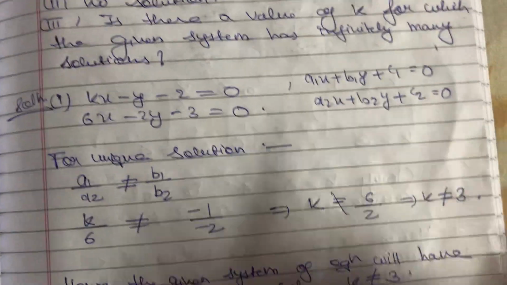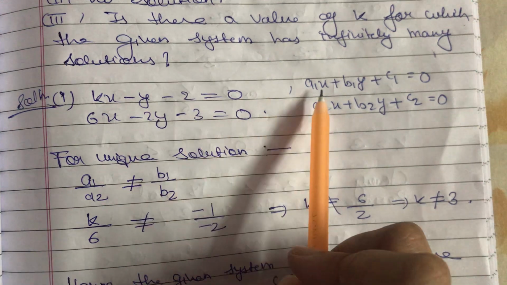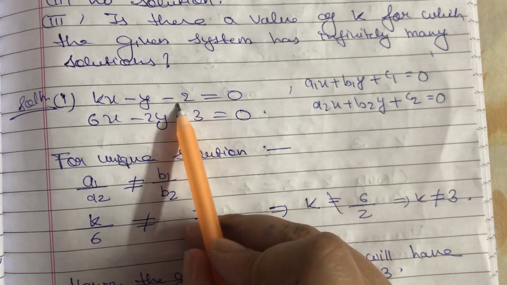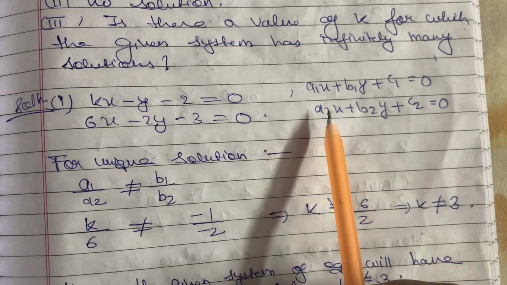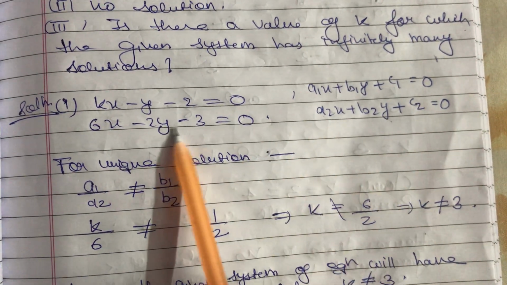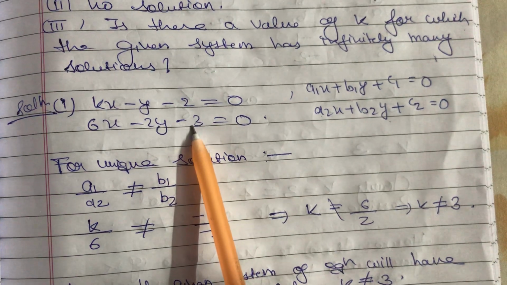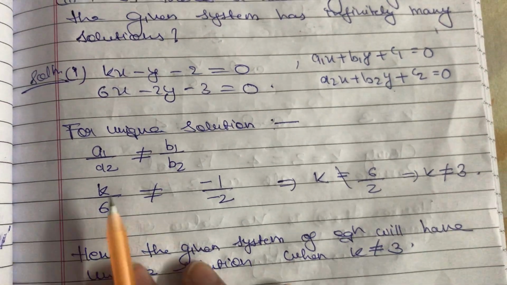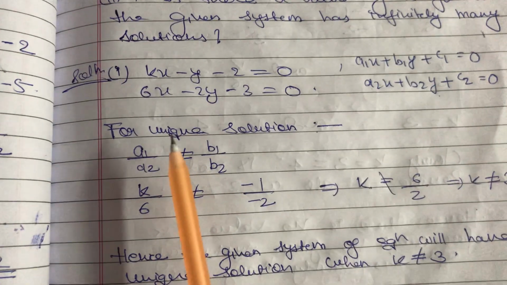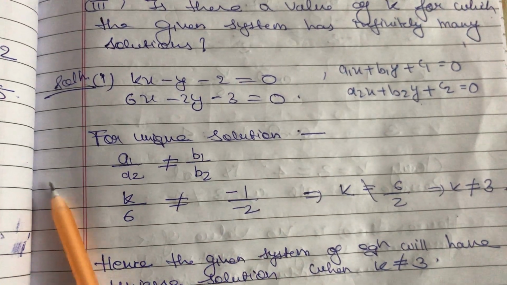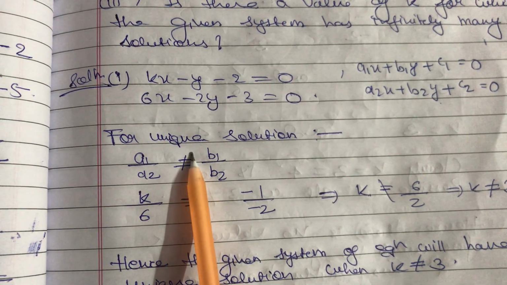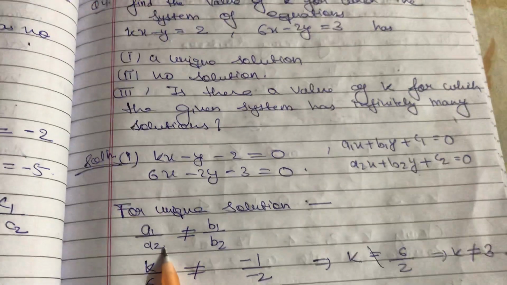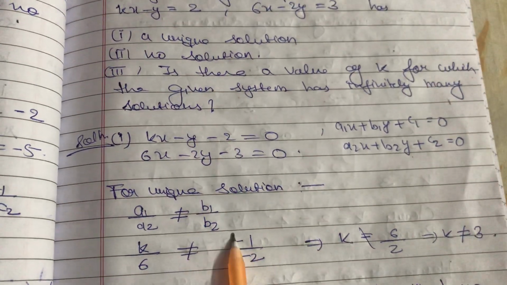If I compare this equation with the standard one, I can see that A1 equals k, B1 equals minus 1, and C1 equals 2, right? A2 equals 6, B2 equals minus 2, and C2 equals minus 3. That you have to write. Here I have not written it because I have already solved this kind of question many times. So for a unique solution, the condition is A1 by A2 is not equal to B1 by B2. So I'm solving part number 1, that is my unique solution.